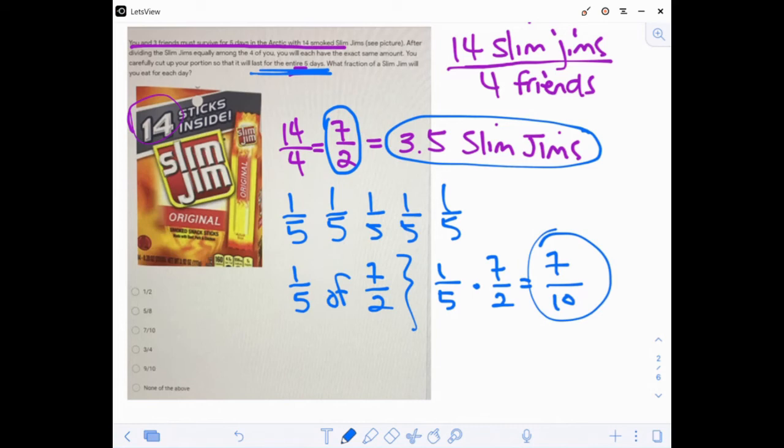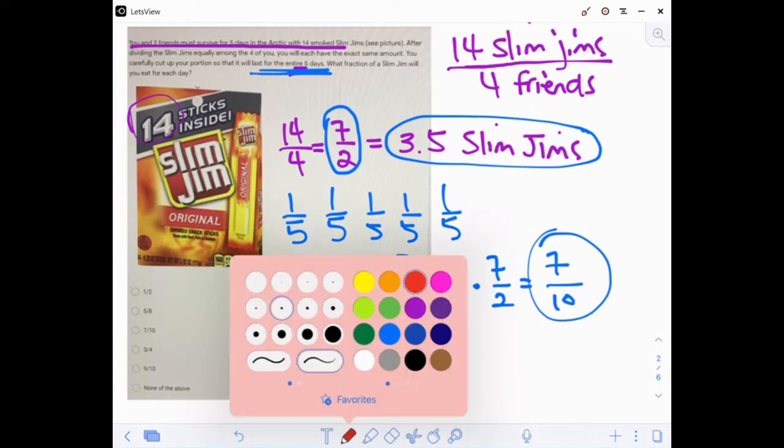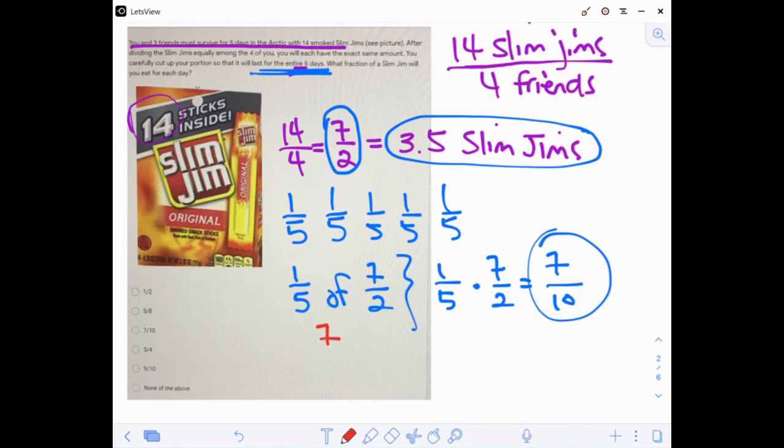7/10 of a Slim Jim. And I can check that answer if I'm not sure. I'm getting 7/10 every day. Well, I'm there for 5 days. So, just in a different color to keep it straight, exactly how much is that? 7/10 times 5 days, right? I can rewrite that as 7/10 times 5 over 1. This is just to check the work.